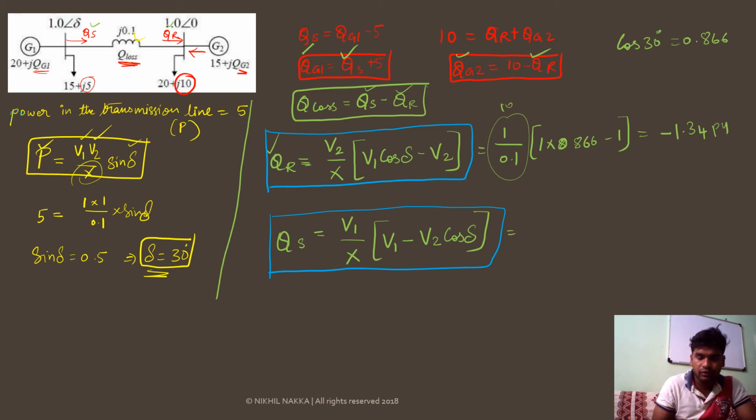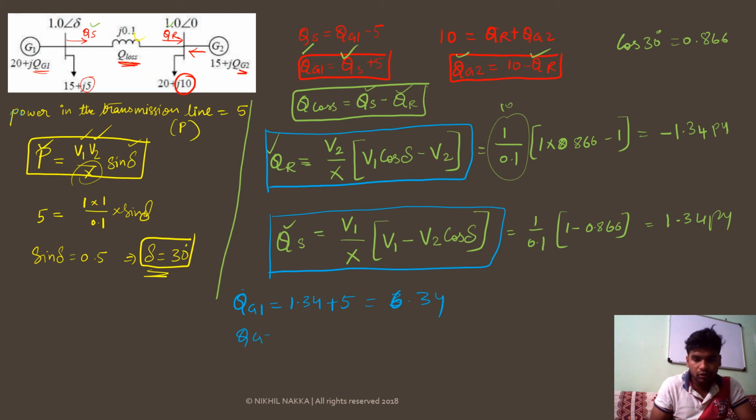Similarly, you substitute the values here: 1 into 1 minus 0.866, then this becomes 1.34 per unit. So you got the values of Qs and Qr. Qr is minus 1.34 per unit, and Qs is 1.34 per unit. Put these values in all those equations and you will find the answers. So put it in the Qg1 equation: Qg1 equals Qs plus 5. What is Qs? Qs is 1.34, right? 1.34 plus 5 is 6.34.